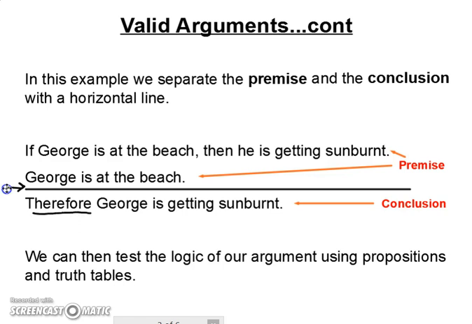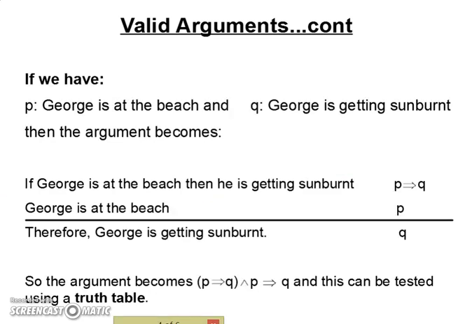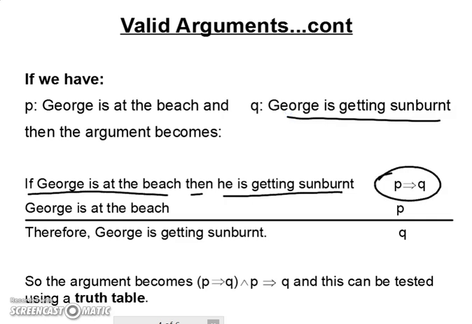Now we can break this into different propositions and test its logic with our truth tables. If we break it into P, George is at the beach, and Q, George is getting sunburned, the argument becomes: if George is at the beach, then he is getting sunburned. We can represent that with our symbols: if P, then Q. And also we have our P statement as our second premise, which we represent as P. Finally, our conclusion, therefore George is getting sunburnt. We know that is our statement Q.